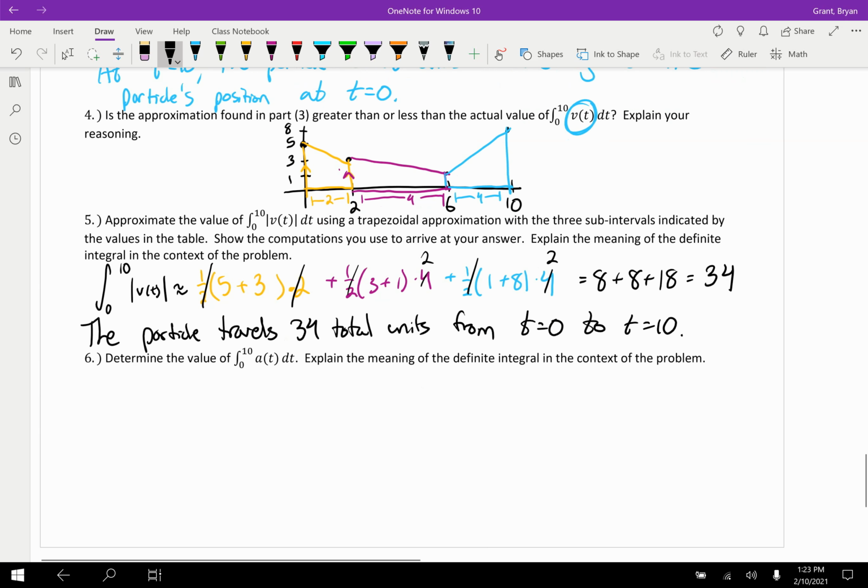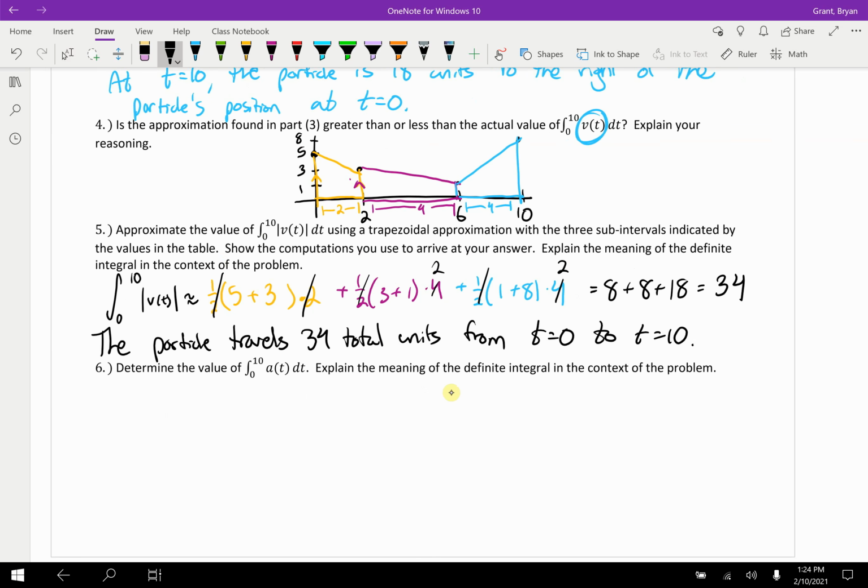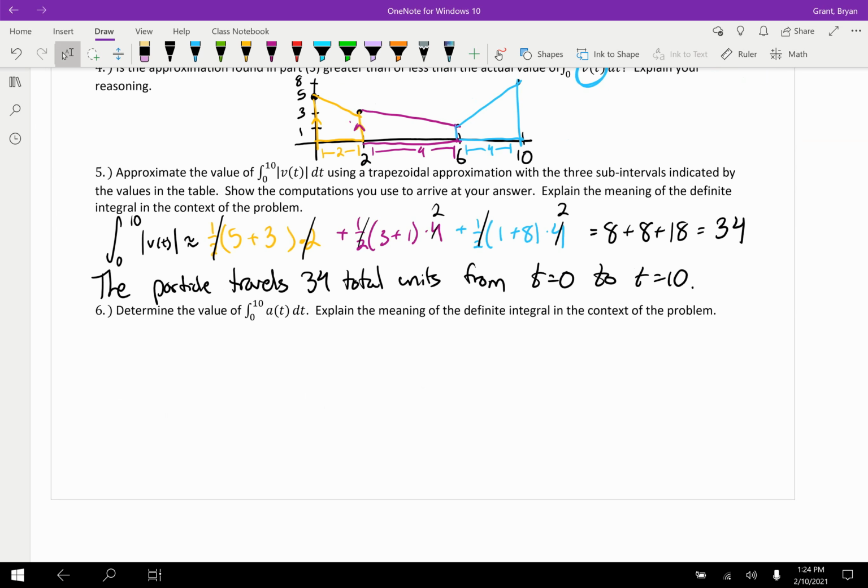Last but not least, determine the value of the integral from 0 to 10 of a of t dt, explain the meaning. Well, looking at this, you might say, wait, they didn't tell us what type of Riemann sum to do. How do we evaluate that? Well, you're thinking too hard, because there are two ways to evaluate any definite integral. One way is to use the area under a graph, which is what we've done so far today. But the other way is the fundamental theorem of calculus, isn't it?